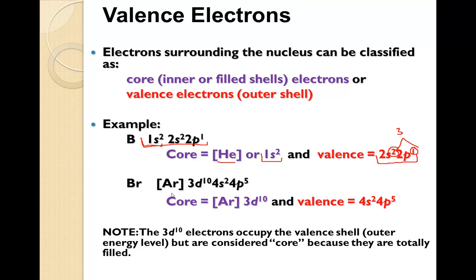Bromine has an electron configuration similar to argon, plus 3d10, 4s2, 4p6. We want the ones in the furthest out. Because 3d10 electrons occupy the valence shell, the outer energy level, but they're considered core electrons because they're totally filled. 10 is the maximum, whereas 4s2, 4p5 is not full.